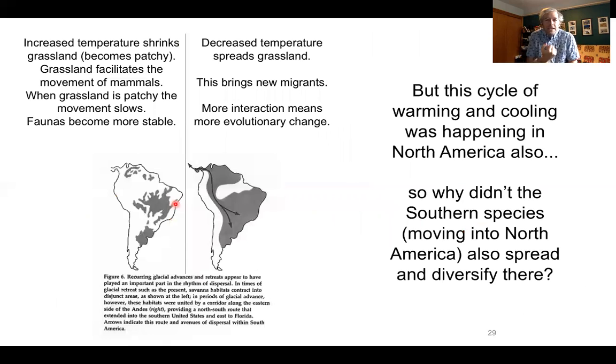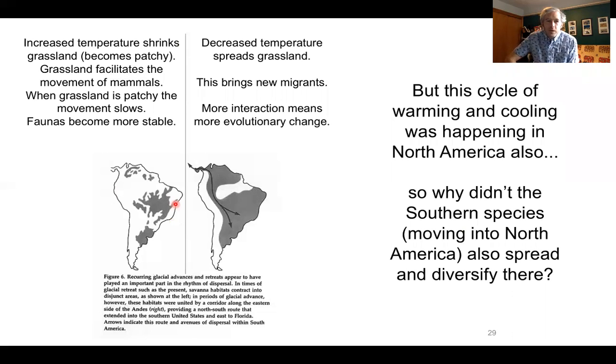So why would this be? There are some different ideas. For example, one of the ideas is related to temperature change. If we think about increased temperature after the Ice Age shrinking grassland, our grassland becomes patchy. Grassland allows animals to move. Grasslands are very easy to move around, so grassland facilitates the movement of animals. When the grassland is patchy, the movement slows, therefore faunas become more stable.